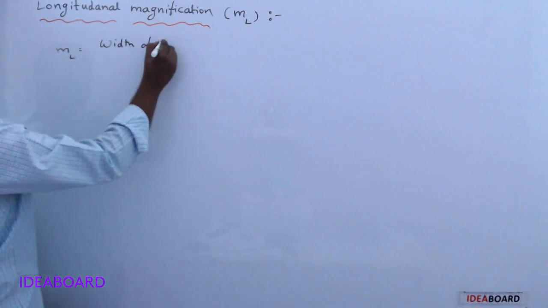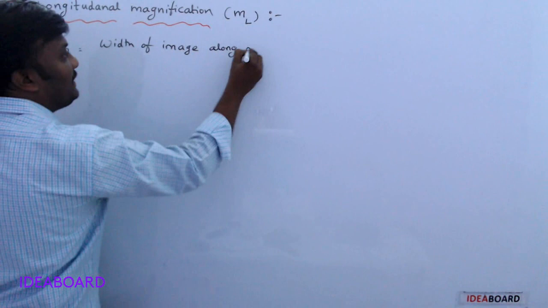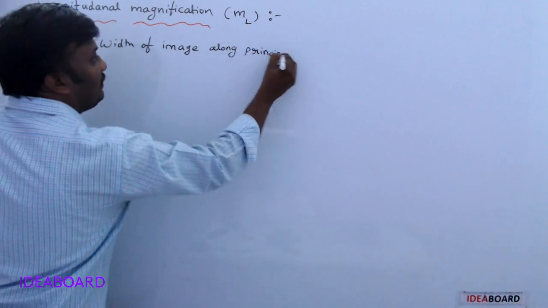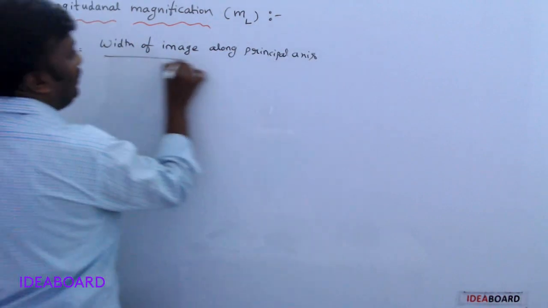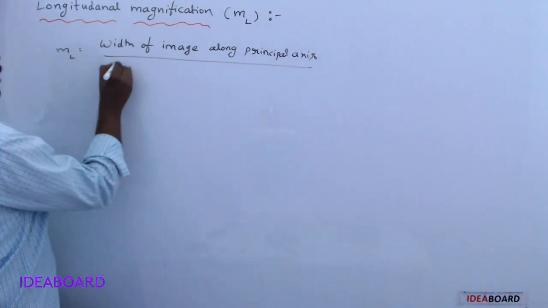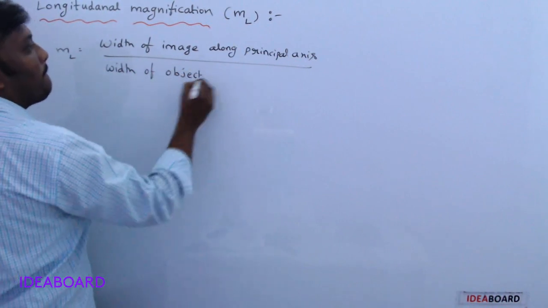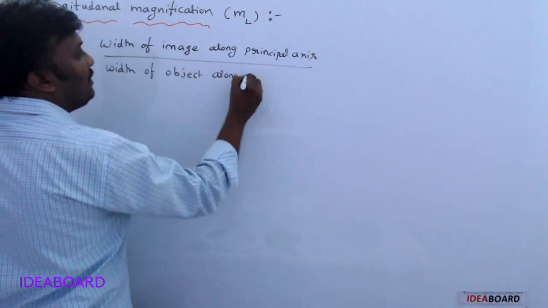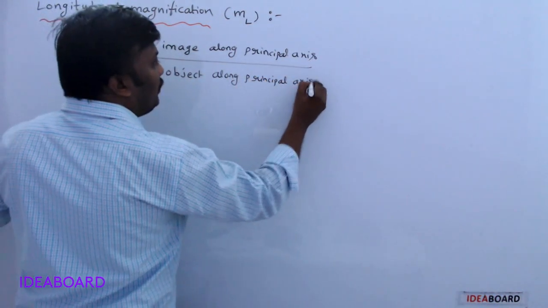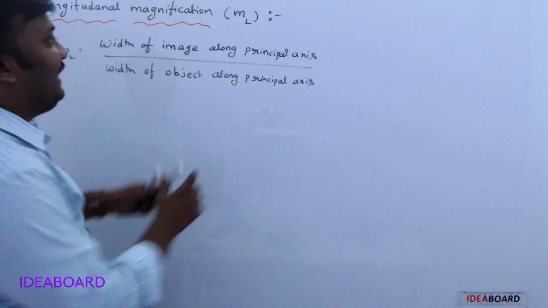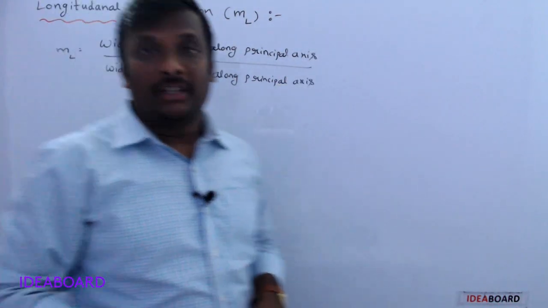width of image along principal axis by width of object along principal axis. Originally, there is no need of writing along principal axis, just width of the image by width of the object.